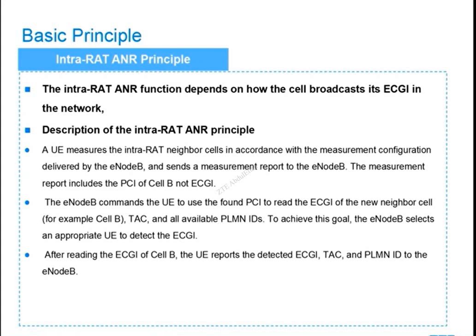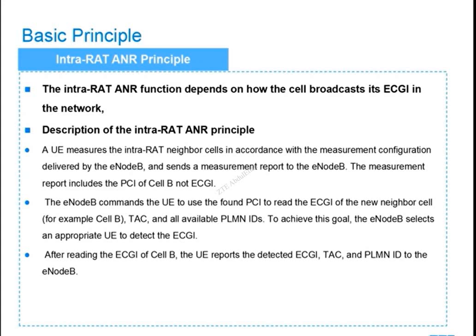So the eNode B side will send a command to the UE to detect the ECGI. So the second step is the eNode B will command the UE to use the found PCI to read the ECGI of the new neighbor cell. That's what we said, cell B. And except the ECGI, it also will detect the TAC and the available PLMN ID. To achieve this goal, the eNode B selects an appropriate UE to detect the ECGI.